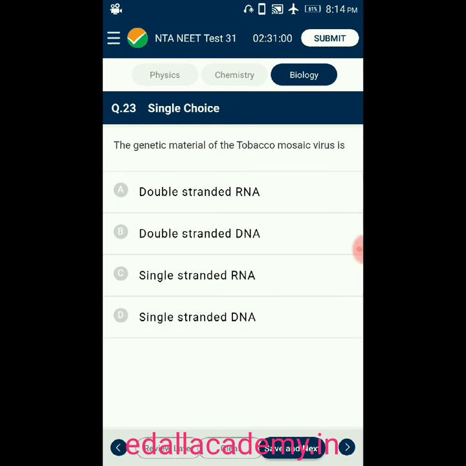Question number 23. The genetic material of tobacco mosaic virus is. The tobacco mosaic virus has a genome of single-stranded RNA. These viruses infect a large group of plants, especially the tobacco plant and also many other members of family Solanaceae. This disease causes patches of discoloration and a mosaic pattern on leaves as a symptom. So the answer for this question is option C, single-stranded RNA.